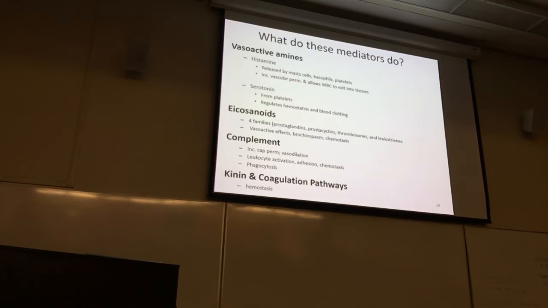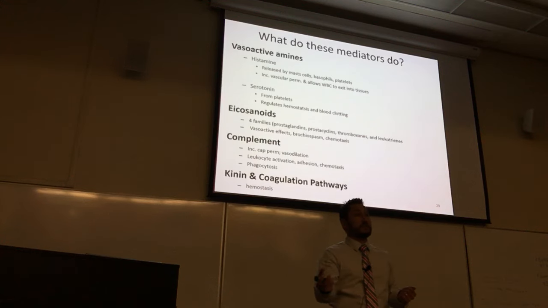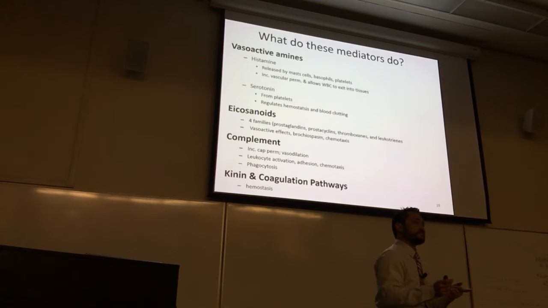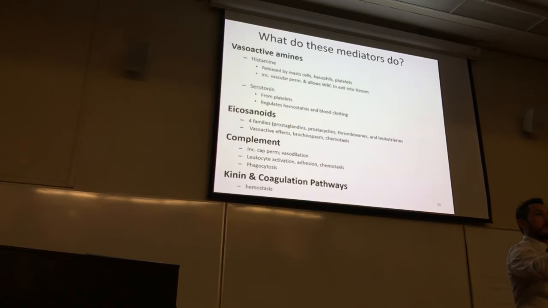So, histamine, released by mast cells, basophils, and platelets, increases vascular permeability and allows the white blood cell to move out of the bloodstream. Serotonin comes from platelets. It regulates hemostasis and blood clotting. It has dual activity: it causes vasoconstriction and causes vasodilation. However, you need both to take place so that you manage the amount of dilation that takes place.